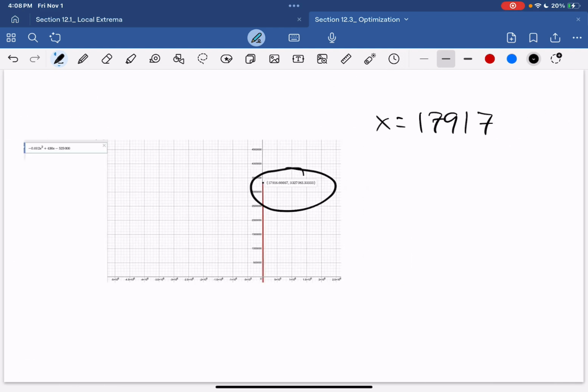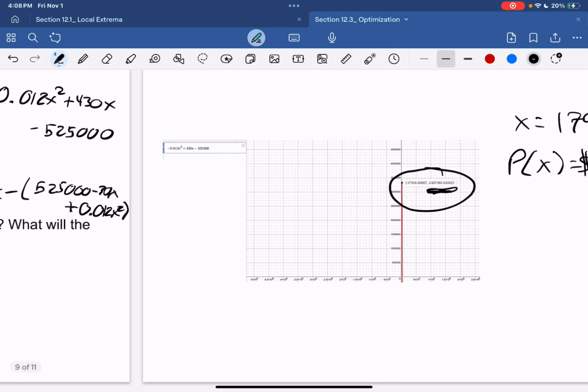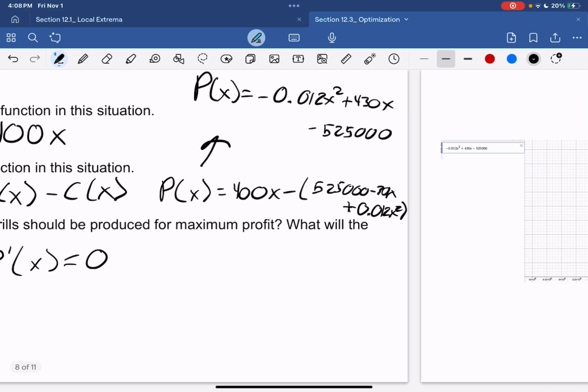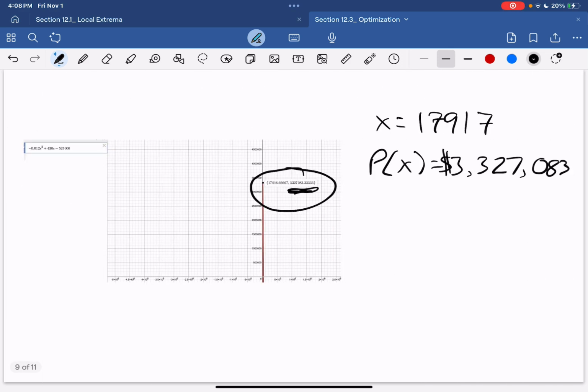All right. Now I want to figure out what the maximum profit is. Well, I graph the profit function. My maximum profit is represented by the Y value, which is $3,327,083. Okay, so that is the maximum profit. I could have found that out by taking the derivative of the profit function, setting it equal to 0, and so on, or I can graph the profit function and just see that the maximum happens at that value.